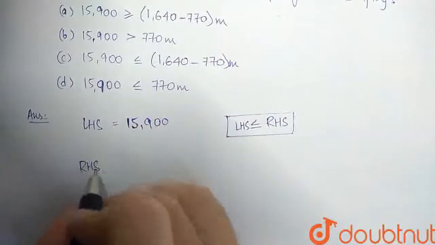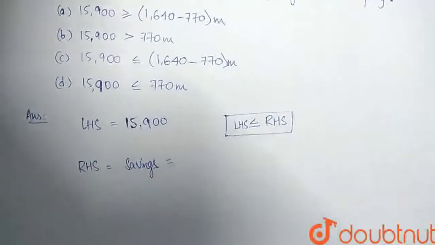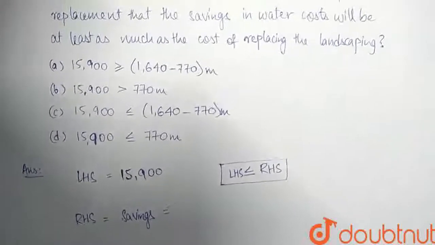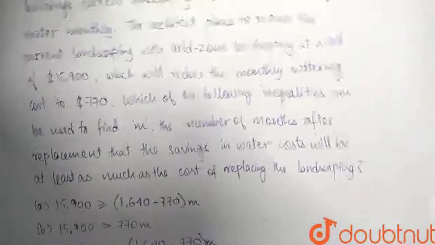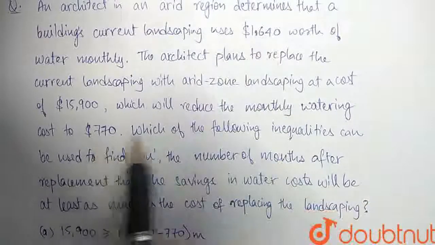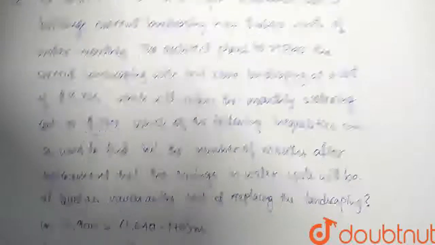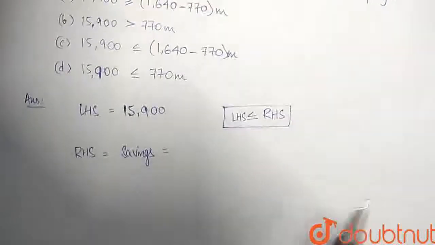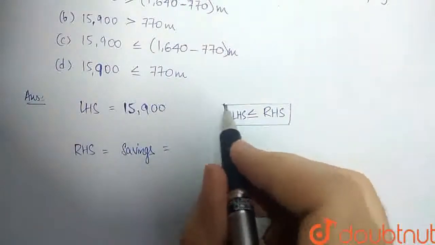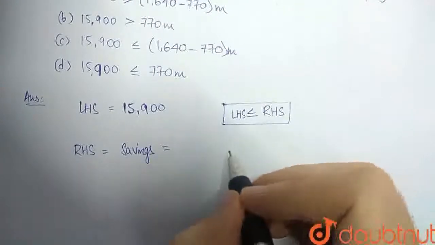Next, the RHS. The RHS is the savings. Now savings will depend on what the previous cost was, what the current cost is, and for how many months. So it will depend on three factors: the current landscaping cost, the reduced landscaping cost, and M, the number of months after replacement when the savings will be at least as much as the cost. Now savings is whatever is saved compared to before. So that would be previous cost minus current cost. That would be the savings.